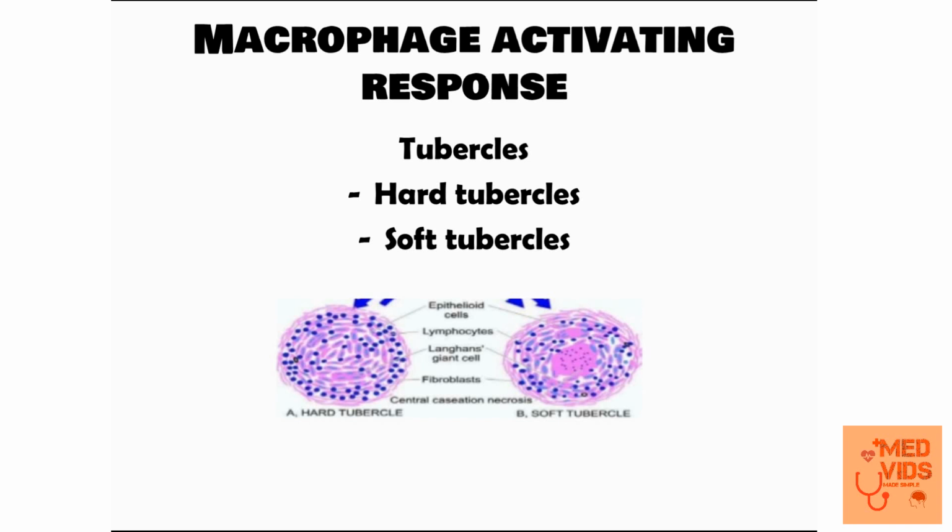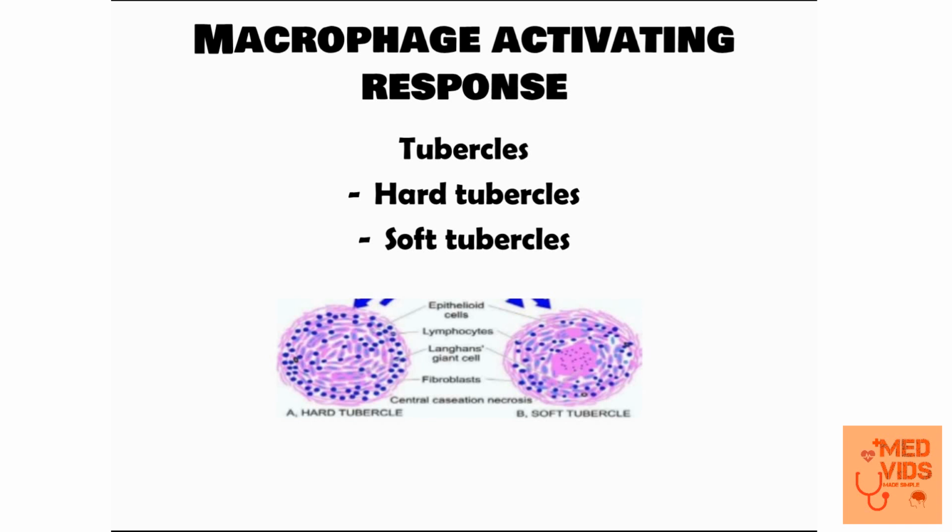This hard tubercle later gets converted to soft tubercle. As you can see here, in the center of the hard tubercle, that particular area will undergo necrosis, which is caseous necrosis, where it forms a cheesy material and forms soft tubercle. Okay, so the hard tubercle gets converted to soft tubercle, and this will be able to control the spread of the infection any further.